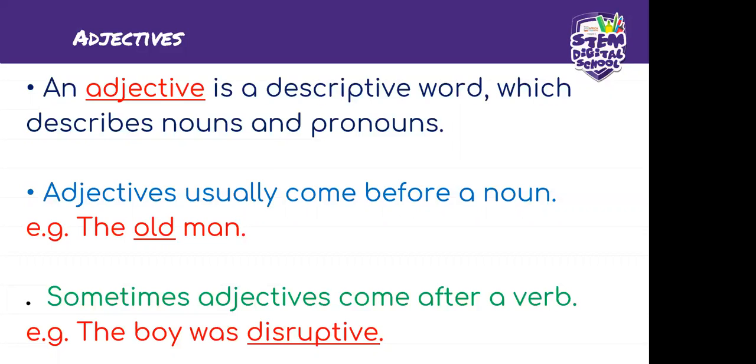If you do not understand and need clarity, please let me know. Type in the chat or raise your hand and I will give you a chance to speak so you can ask us your question. Adjectives usually come before a noun. Here is an example. The old man. In my sentence here, I've underlined old because old is an adjective. Why? Because it describes the man. The thing is, we could have written this sentence as the man.